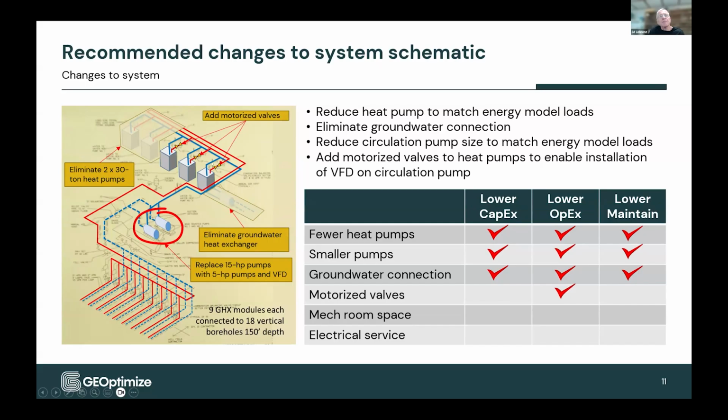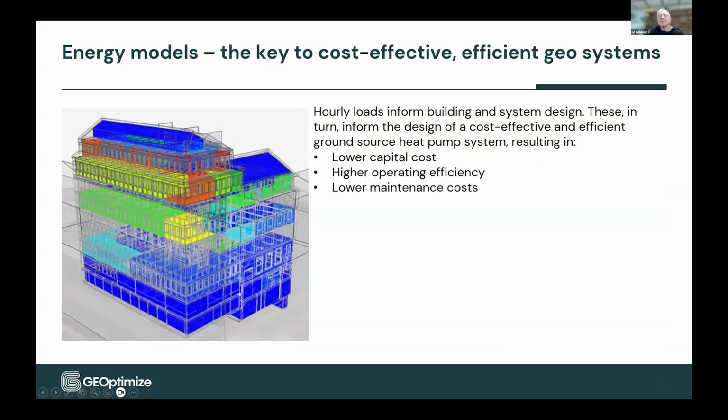Then they could install motorized valves that shut the flow off to the heat pumps so that they could properly control a variable speed drive on these pumps, which would reduce energy consumption pretty substantially, by probably about 90%. And then free up some mechanical room space if it had been designed properly in the first place. And that would have potentially reduced the electrical service to the building. So there's implications all the way throughout the whole system, through every aspect of it.